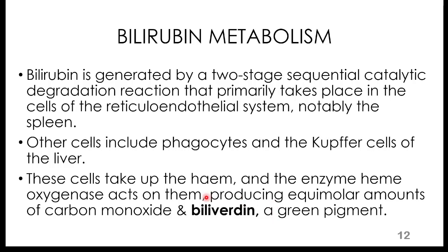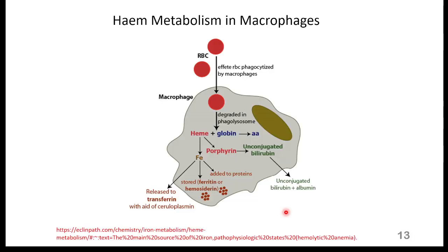oxygenase acts on the heme to produce carbon monoxide and biliverdin. Biliverdin is a greenish pigment. So when the heme is first broken down, it's carbon monoxide and biliverdin that is produced. This cartoon shows what happens to heme inside the macrophage in the reticuloendothelial system, such as inside the spleen.